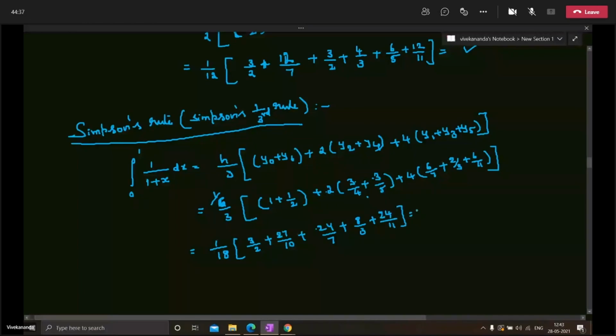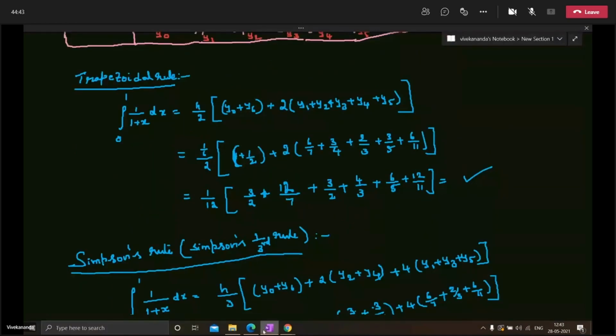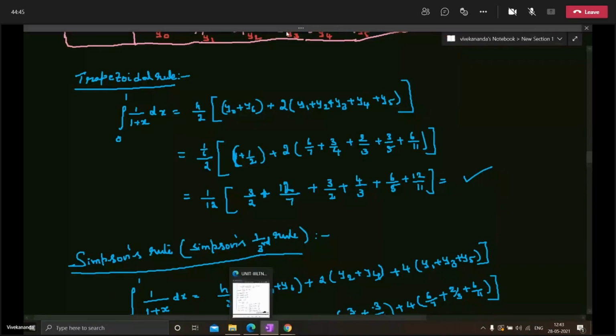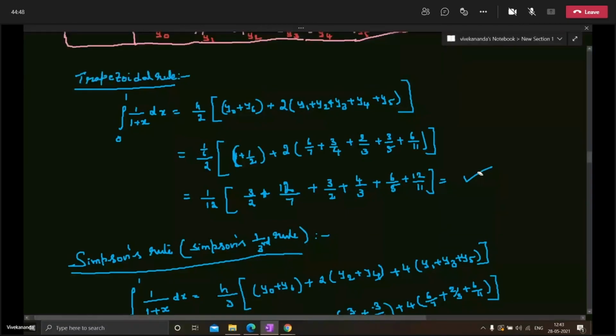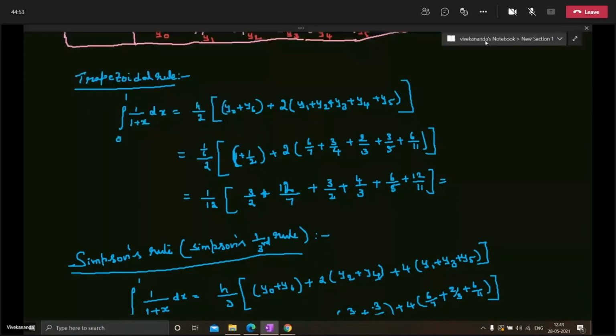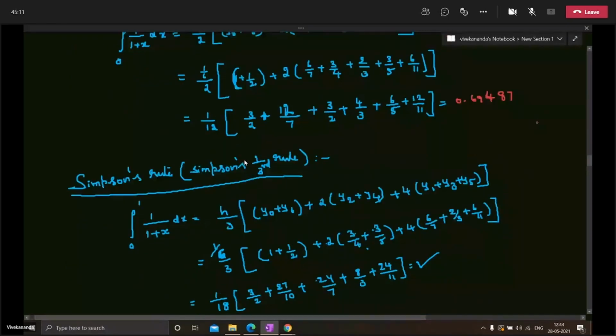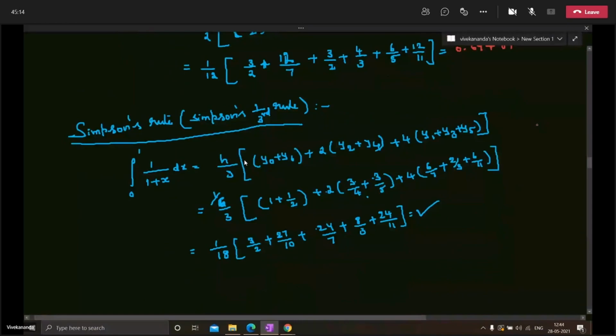Have you found the value for the trapezoidal rule? 0.6946, wait. 694, 87. Okay, 695. Okay, 69487. Up to 4 digits. Okay. Simpson's 1/3 rule, did you find it?